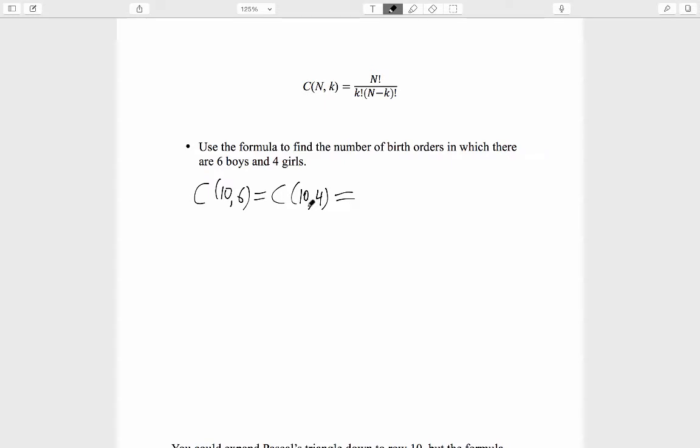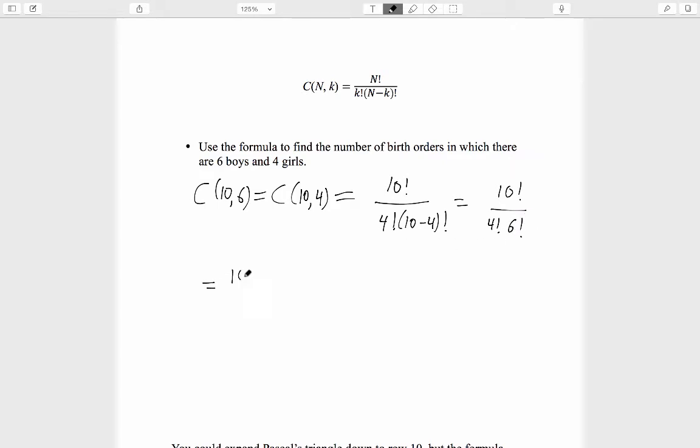Let's actually do it the second way, so that wherever the formula has an n, we replace it with a 10, and wherever the formula has a k, we replace it with a 4. So we've got 10 factorial divided by 4 factorial times (10 minus 4) factorial. In other words, 10 factorial divided by 4 factorial times 6 factorial.